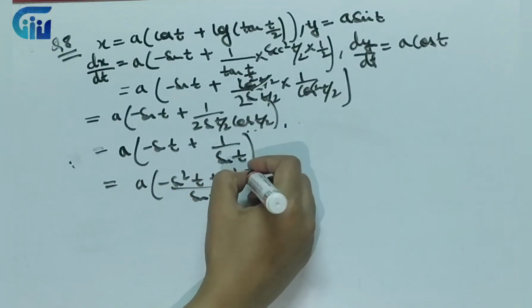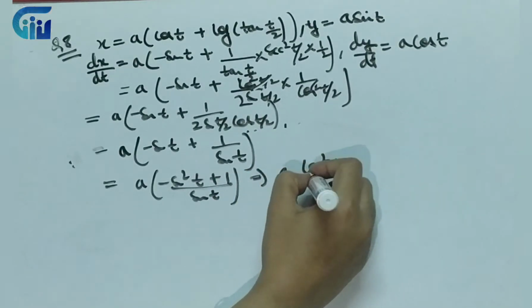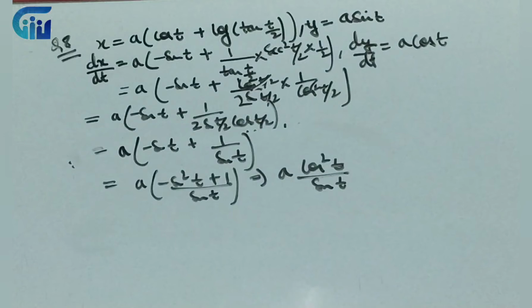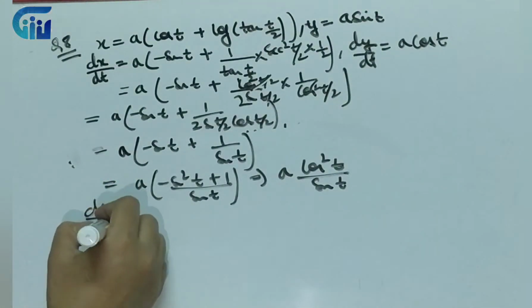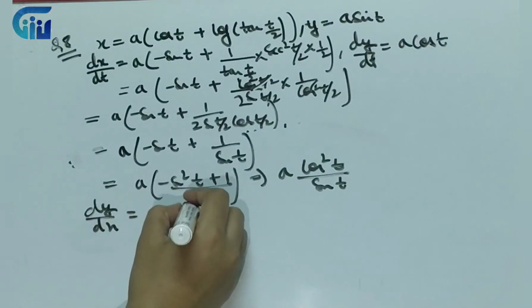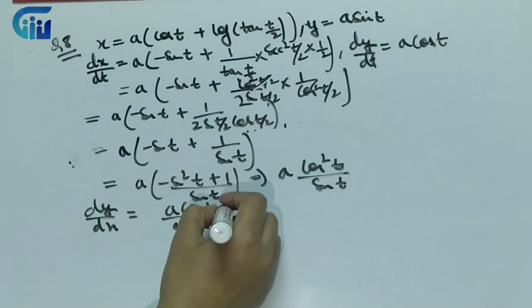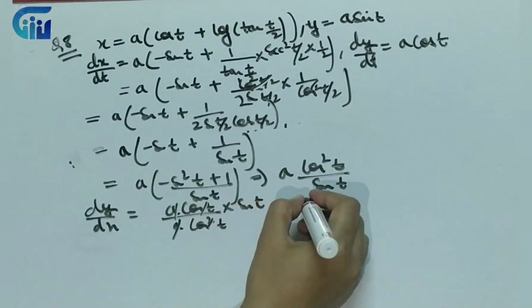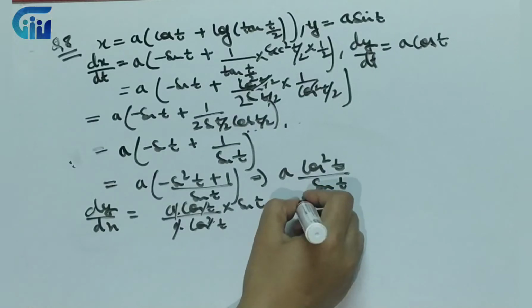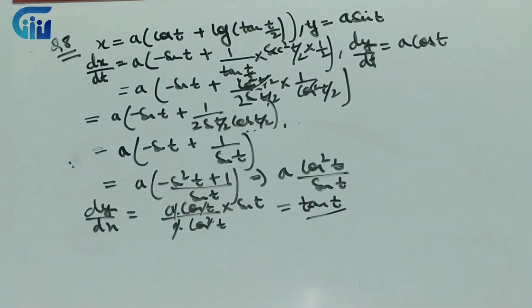So 1 minus sine square t is cos square t upon sine t. So this is my dx by dt, and dy by dt I know. So dy by dx will be a cos t upon a cos square t into sine t. So we will cancel one, and it will be sine upon cos, which is tan t, right? So this is how we will solve question number 8.